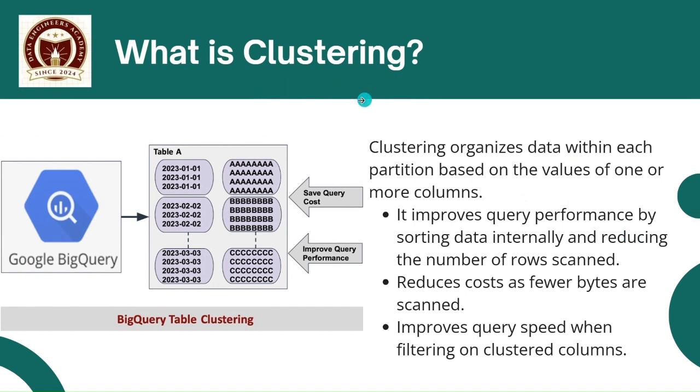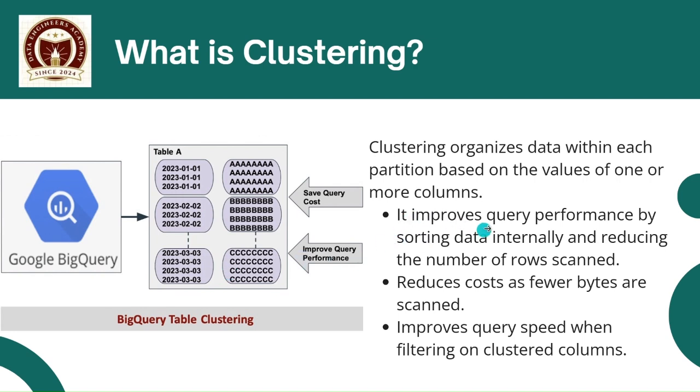And what is clustering? Clustering organizes data within each partition based on the values of one or more columns. In this image, we can see this is one partition and this is another partition and this is the third partition. In this first partition, we can see only the first date will be arranged. This is one cluster, and in this second partition, we can see only the second date will be arranged. This is another cluster.